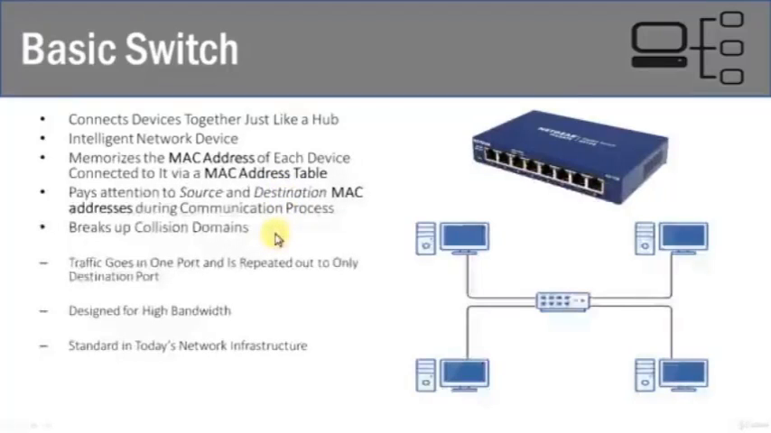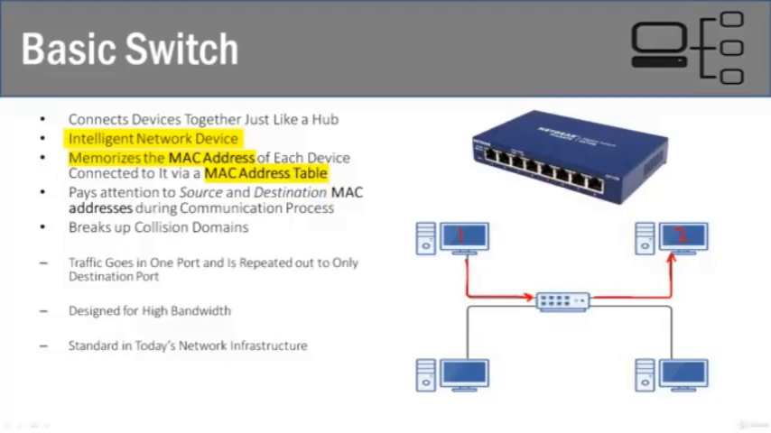Now, switches, our basic switch. So we're going to cover this, but also understand I'm going to go in a lot more detail regarding switches throughout this section. So it connects devices just like a hub does, but it's an intelligent network device, because remember, if we go back to this diagram, and let's say we have computer 1 here and computer 2 here, if computer 1 wants to communicate with computer 2, the data is only going to go to computer 2, because remember, switches memorize MAC addresses. So they memorize MAC addresses of every single device that's connected to them via their MAC address table, and we'll talk about how this works later in this section.